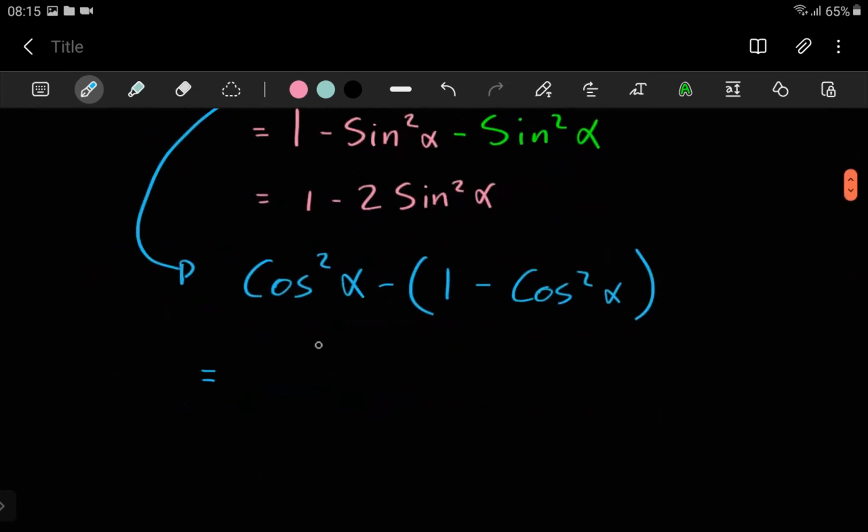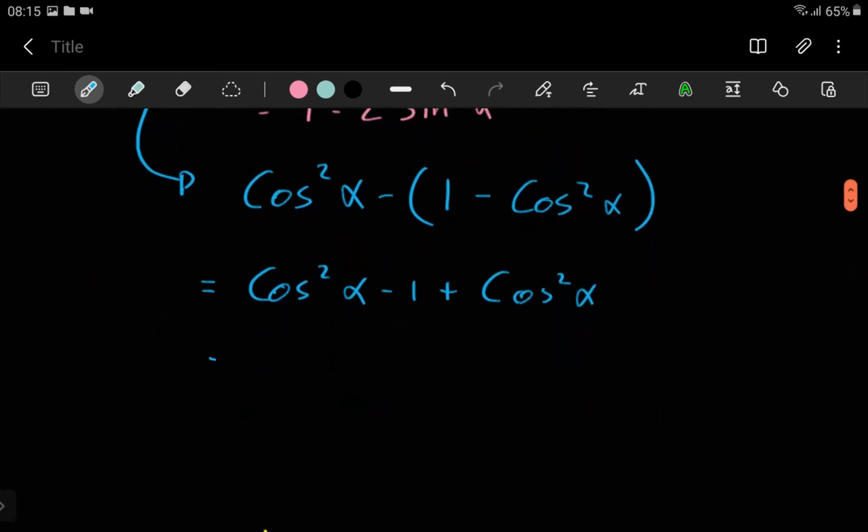This is going to give you cos squared alpha. Multiply it inside, you have minus 1. Multiply inside, you have plus cos squared alpha. You see? And then cos squared plus cos squared, that's a 2, because it's 2 of the same thing, right? Minus 1 here. You see it? Yes, I see it. Yeah.